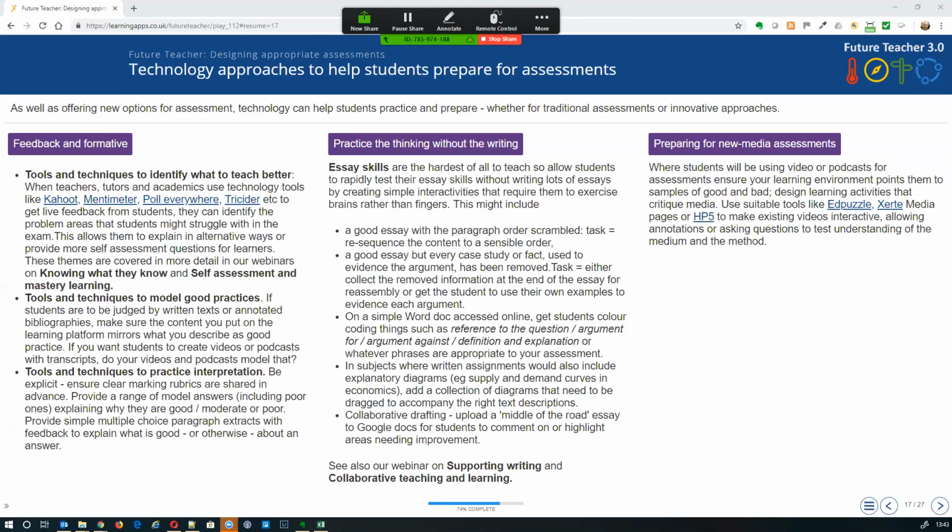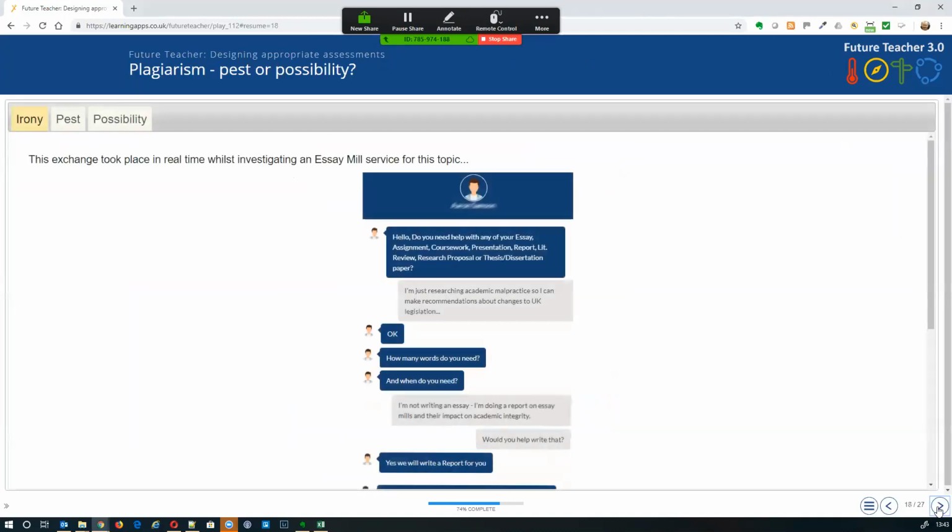On the next bit, which we're going to go over pretty quickly, I wanted to start with looking at the issue of plagiarism.